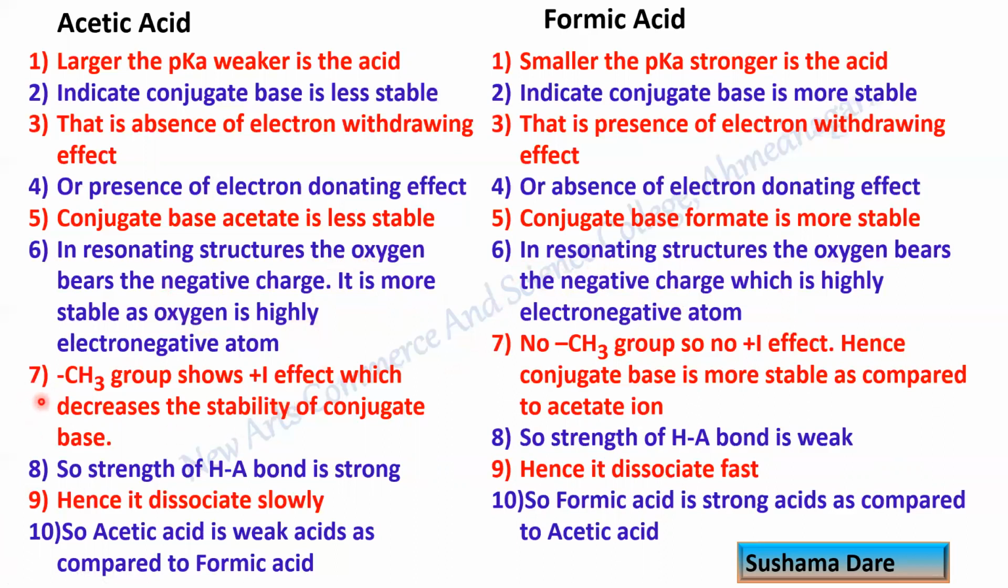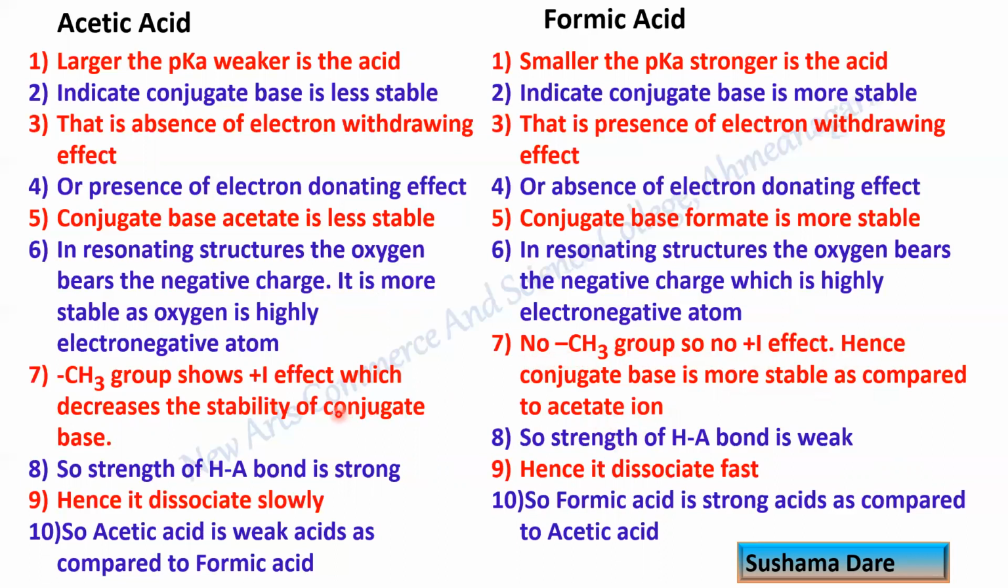But the next part of the explanation is, as the CH3 group is present in acetic acid and it shows a plus I effect, it decreases the stability of the conjugate base due to the localization of charge. Hence, as the CH3 group is absent in formic acid, the conjugate base is more stable as compared to the acetate ion.